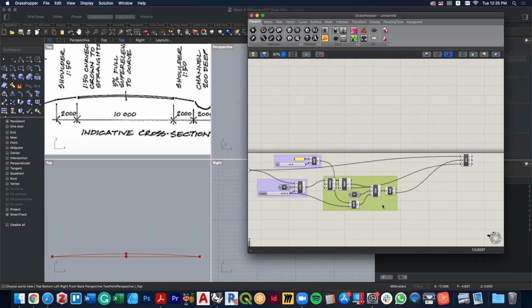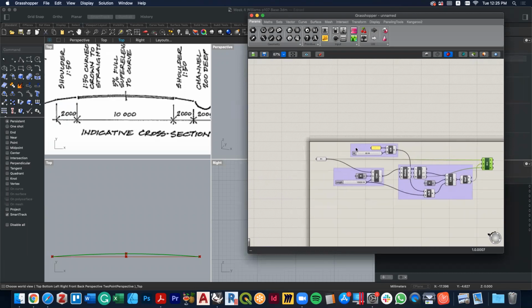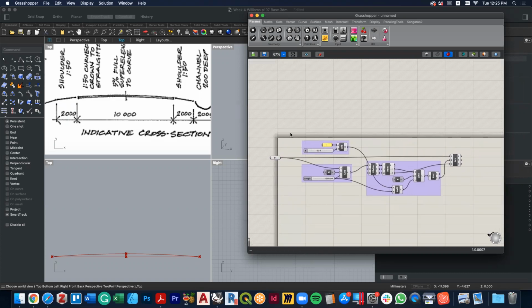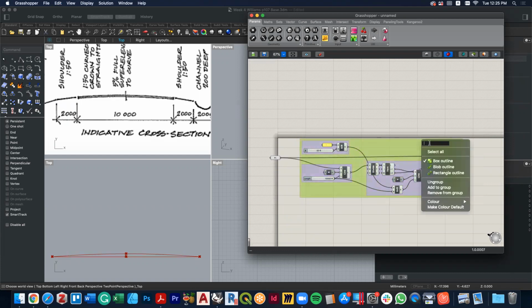Now, all of those components are related to each other. And so I'm going to group all of those together. And this is just my workflow method. So I'm going to group all of those together. And then I'm going to right click and call this one, what's the term they use for it? We're just going to call this the road surface. And that way, all of those components are tied.